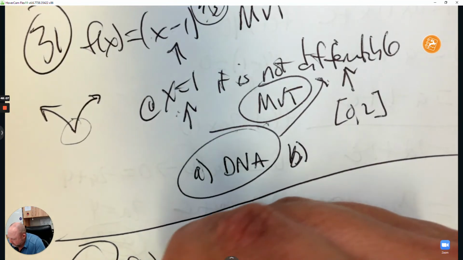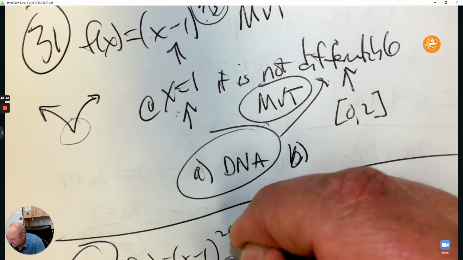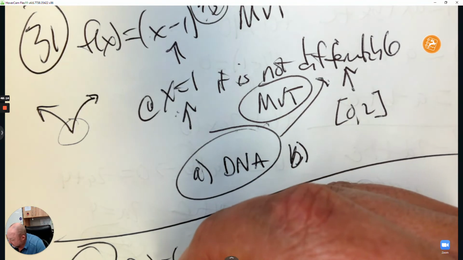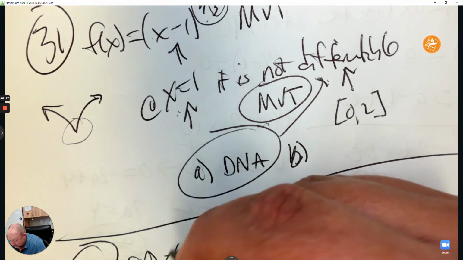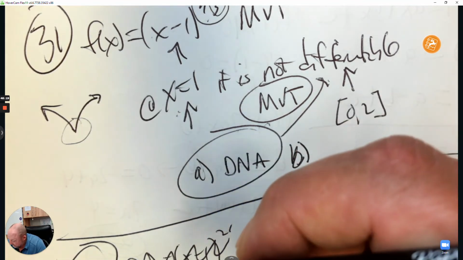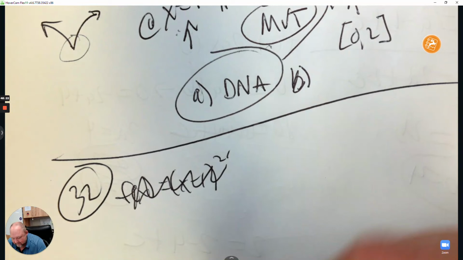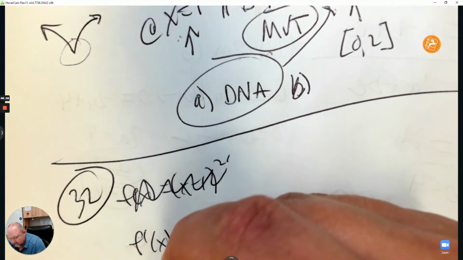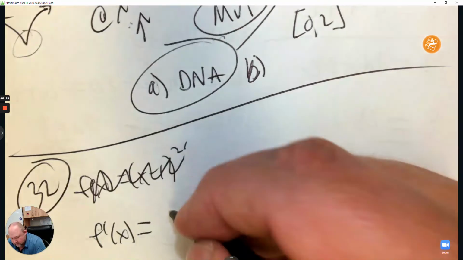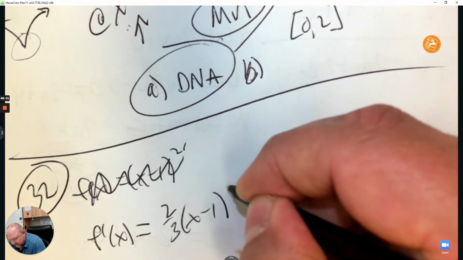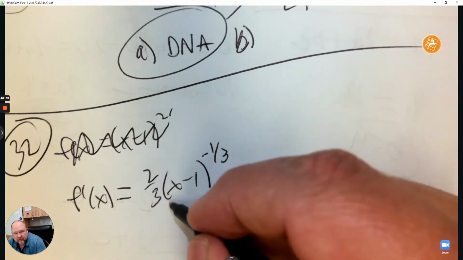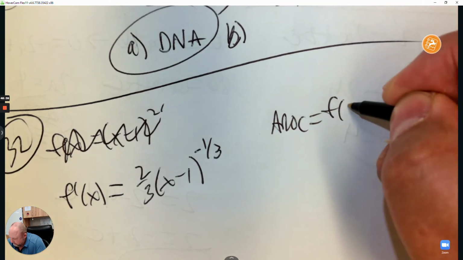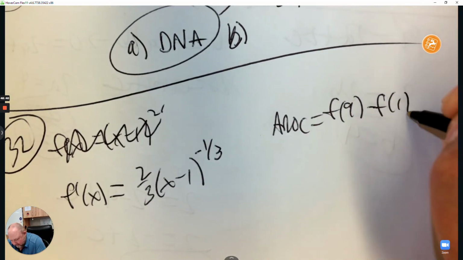F of x equals (x minus 1) to the 2/3. We did that one already. 32. From problem 31, use the interval on which it does apply, which is 1 through 9, to find the C values where the MVT holds, where the derivative is equal to the average rate of change. So let's first do the derivative, which is 2/3 times (x minus 1) to the negative 1/3 exponent. There's no hook. And then the average rate of change, the interval is 1 to 9.